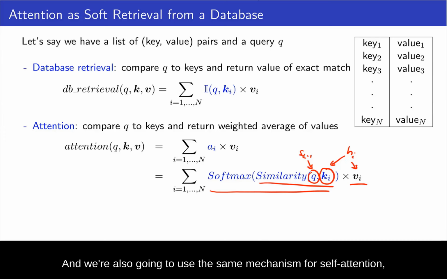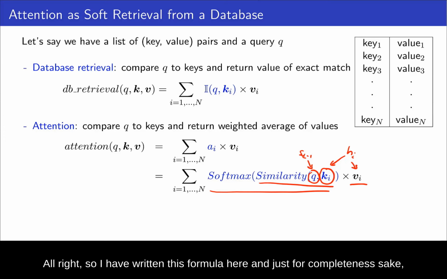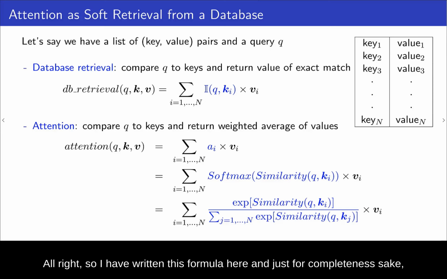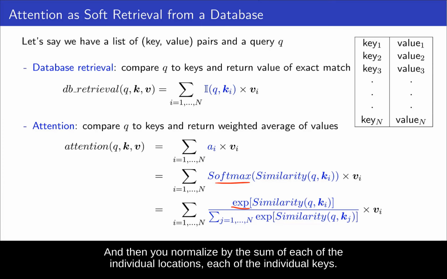And we're also going to use the same mechanism for self-attention, except that for self-attention, we're actually going to use the same set of embeddings to generate all of the keys, values, and the query. All right, so I've written this formula here, and just for completeness sake, I have also written out what the softmax is. It's nothing else than e to the power of the similarity, and then you normalize by the sum of each of the individual locations, each of the individual keys.